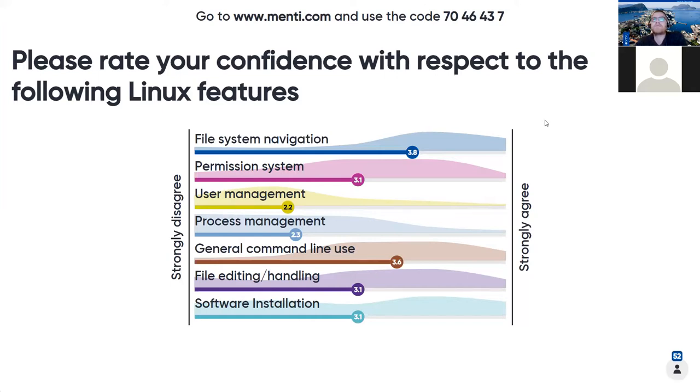That sounds, for me, like a good snapshot. I think I have a really good overview already. So user management is less pronounced, but I don't think it's as super important. Process management is okay, distribution.